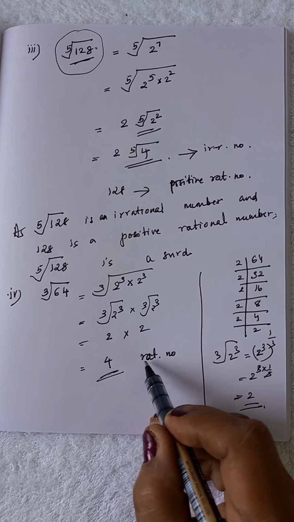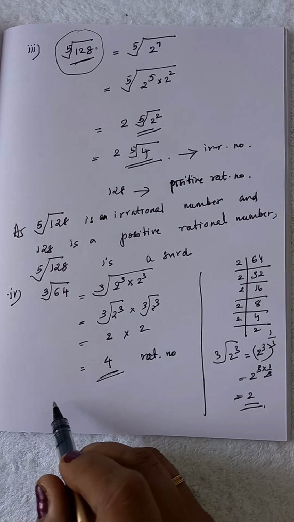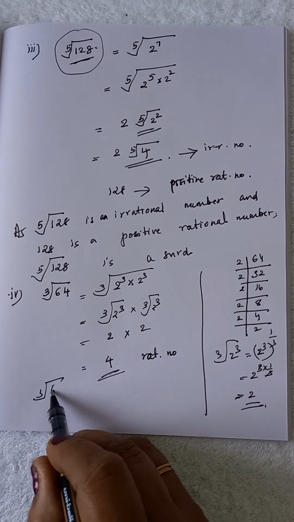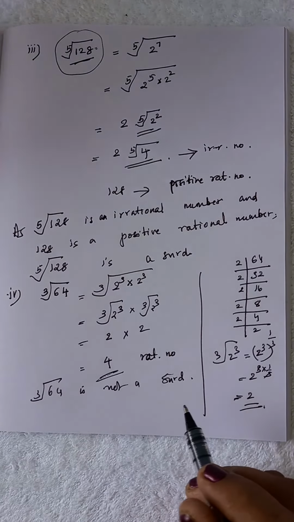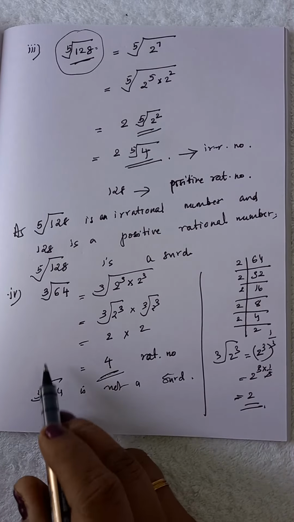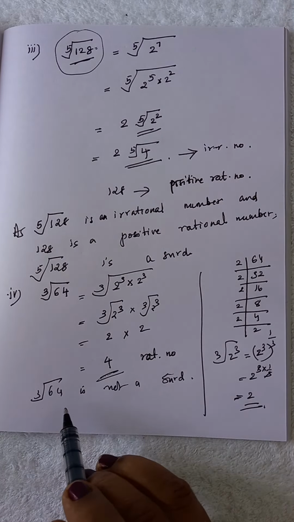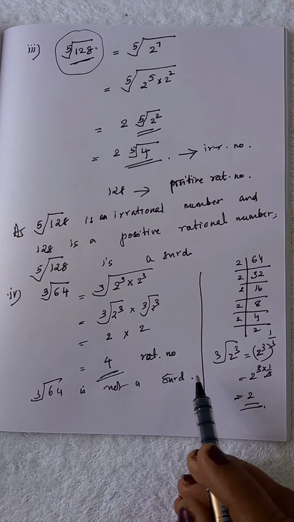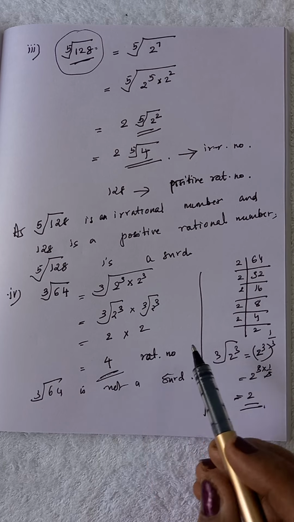So, the first condition is not satisfied to be a surd. So, we can say that cube root of 64 is not a surd. Though this 64 is a positive rational number, cube root of 64 is not a surd because cube root of 64 is 4, that is a rational number.